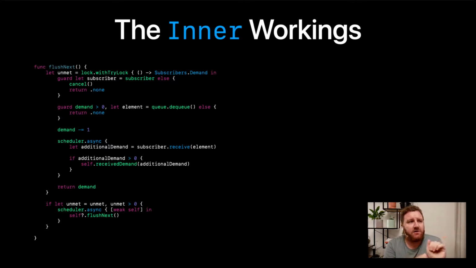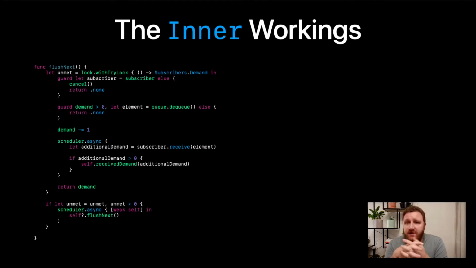So inside that lock, we check to see if we still have a subscriber. If our subscriber's gone away, we cancel the upstream if it hasn't already been done. And then we return none, and no additional demand. You can see that whatever the return result of this closure is, it is our unmet demand. We then check to see that we still have demand, and this is happening inside the lock so that we know that it's up to date.